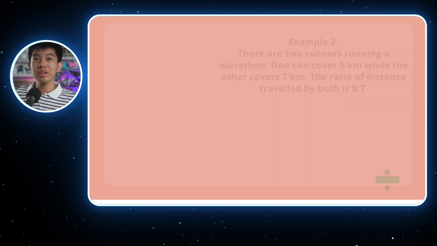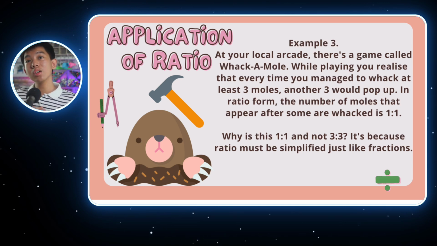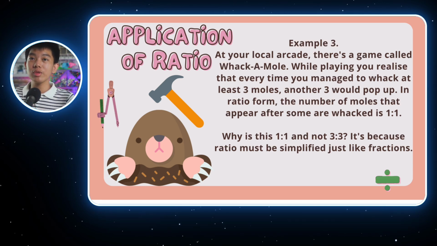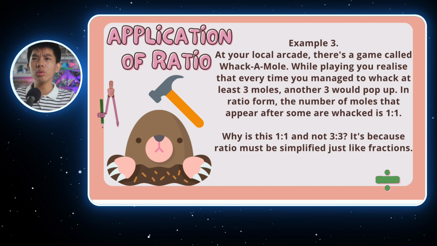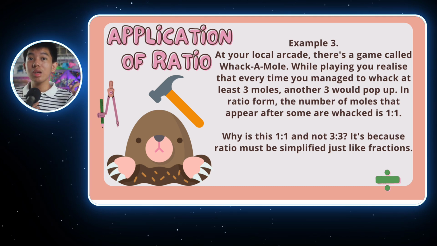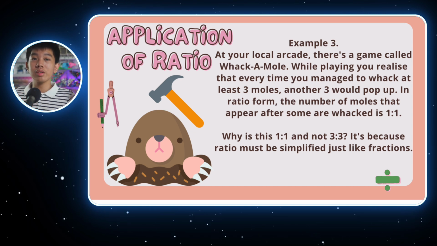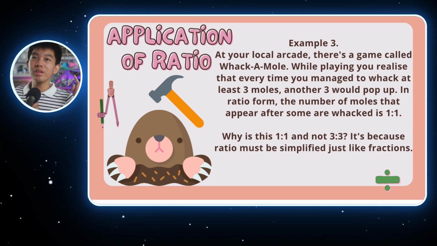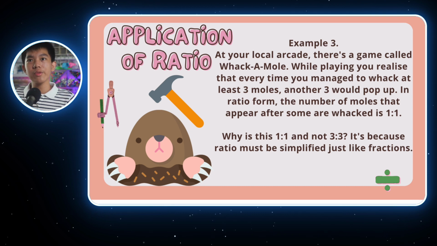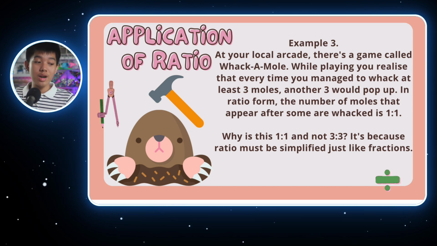And then the final one is my personal favorite. At your local arcade, there's a game called Whack-A-Mole, and as you start playing it, you realize that every time you whack 3 moles, 3 more moles would pop out. In ratio form, the number of moles that appear after some are whacked is 1 to 1. Wait, why is this 1 to 1 and not 3 to 3? Well, that's because some parts of ratio are similar to that in fractions. In this case, you have to simplify them, just like in fractions.